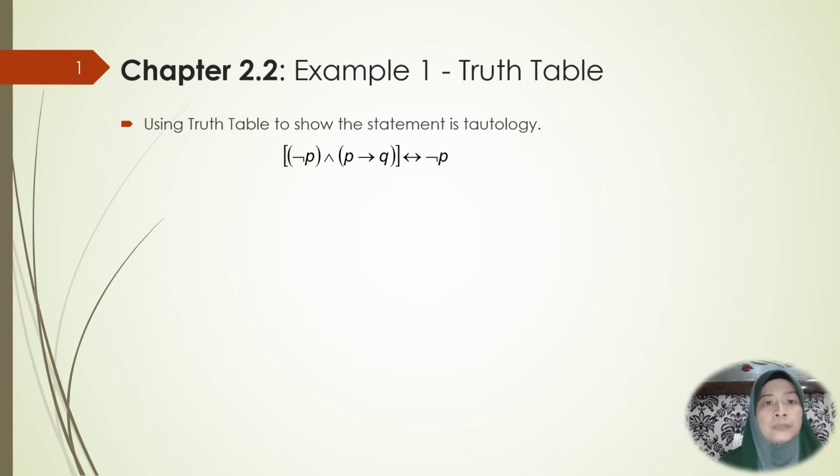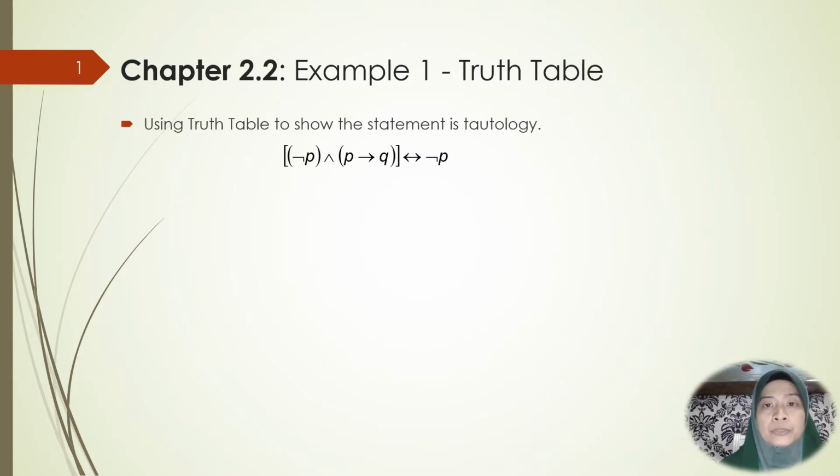Okay, now we look at example 1. So how we use a truth table in order to show whether the given statement is a tautology, contradiction or contingency. Okay, so let's say given to you this statement. So we have not P and P implies Q if and only if not P.